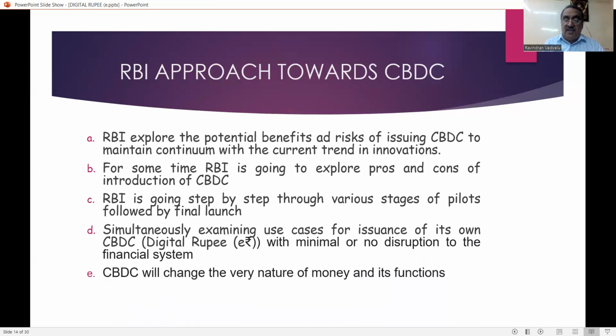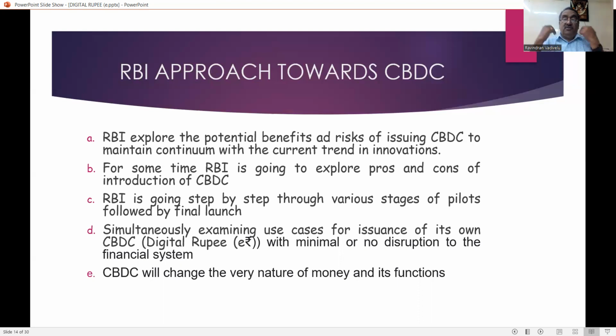And CBDC will change the very nature of money, and we can expect a lot of changes. Because previously we needed only physical currency. I need only 100 rupees. I don't want even any money transfer.